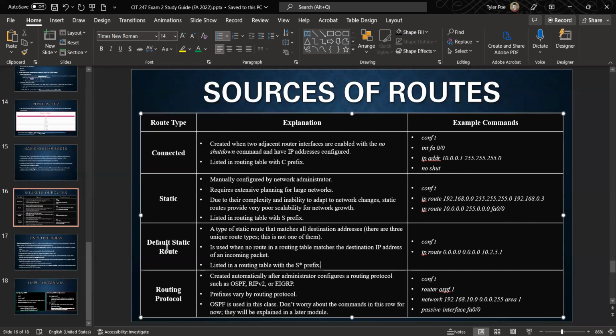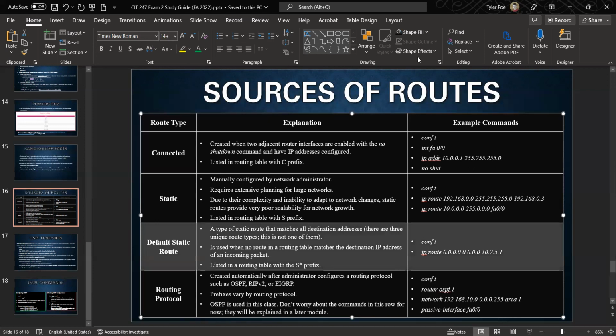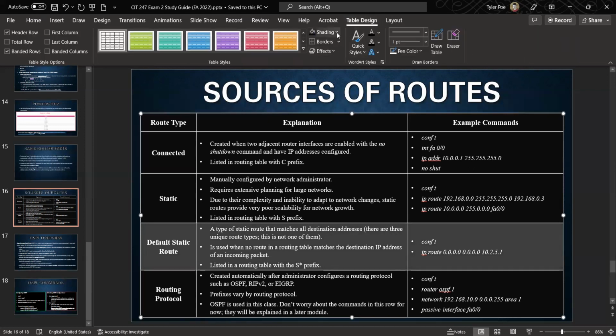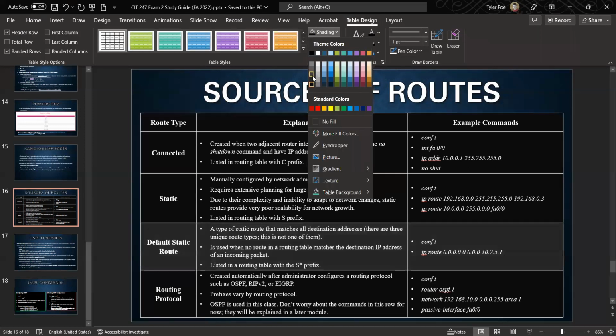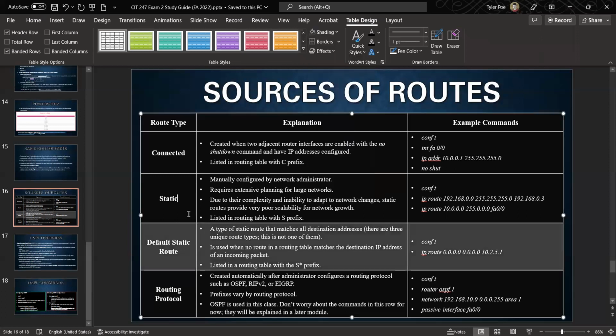Now, there are default static routes. These are a type of static route that matches all destination addresses. There are 3 unique route types. This is not one of them. This is a subset of static routes, just to let you know. That is provided just for completeness. I'm going to mark it a different color to clarify that.